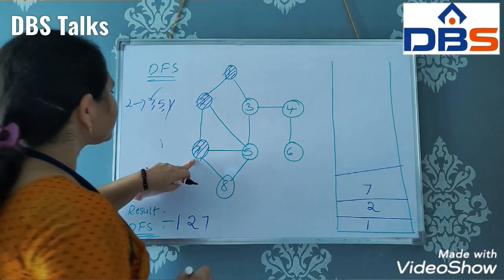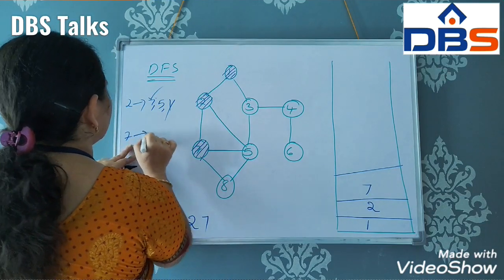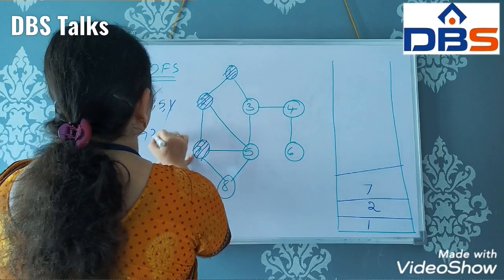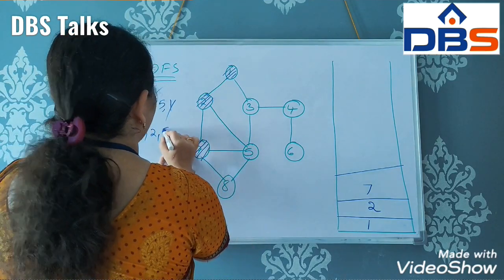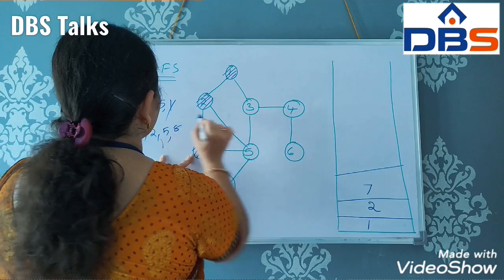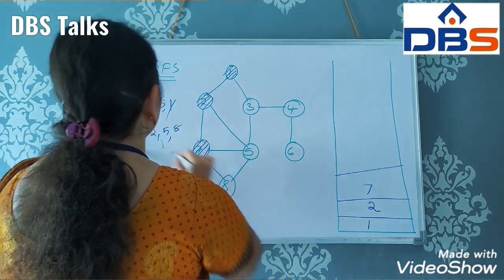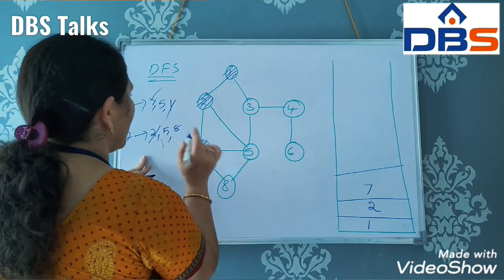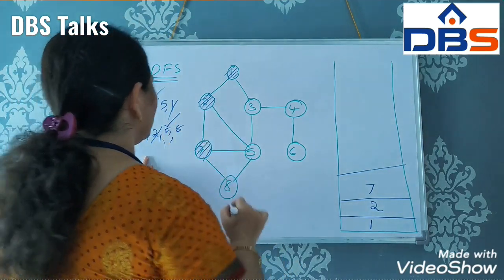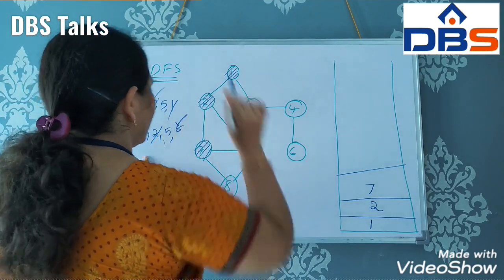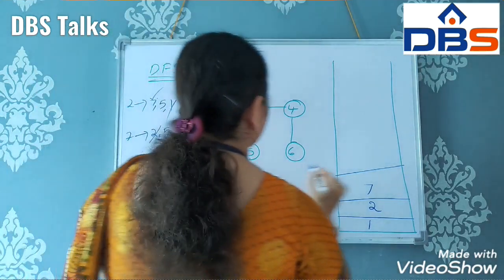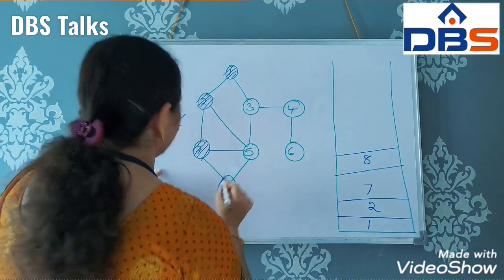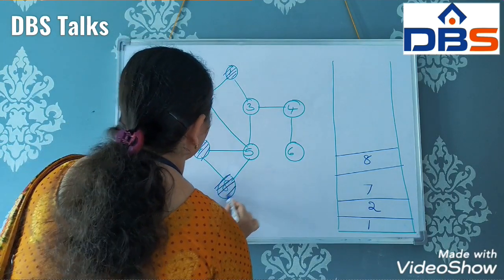Next one, 7. From 7, what are the adjacent vertices? 2, 5, 8. 2 is already visited, no need to consider. So 5, 8. Of 5 and 8, only one we have to select. I will go with 8. Then I will insert 8 on top of the stack, and also print it here. So 8 is also visited.